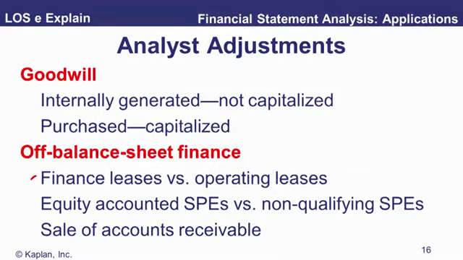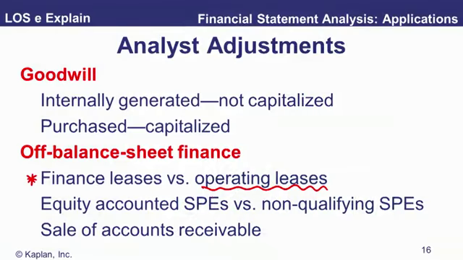Off-balance sheet finance, and the biggest source of off-balance sheet finance that remains under both IFRS and US GAAP is the treatment of our operating leases. Now remember, with a finance lease, we recognize an asset, we recognize a liability. Then, of course, the liability is interest-bearing and the asset gets depreciated. Remember, under operating lease, no recognition of asset, no recognition of liability, so it's really going to affect things like our leverage ratio.